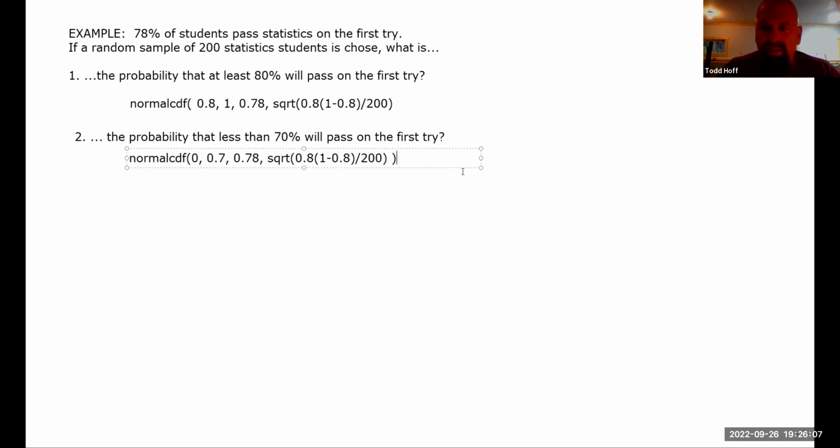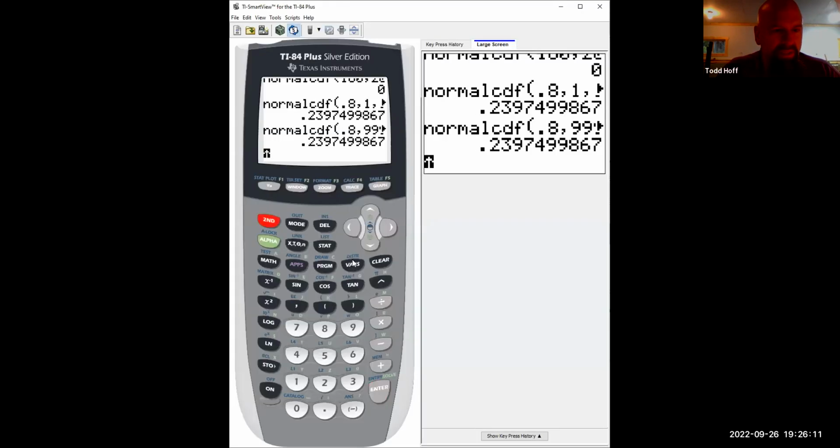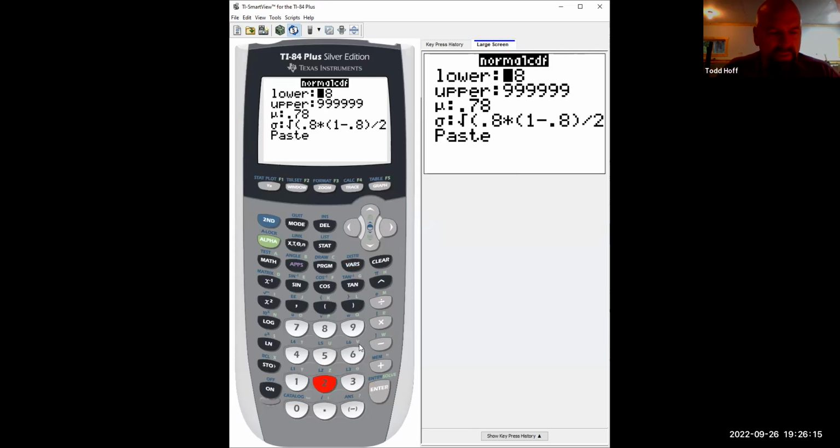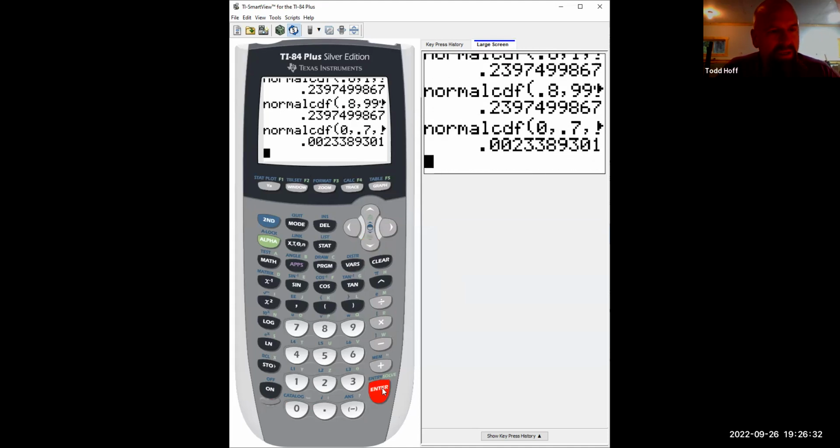So again, let's enter this in and see what comes up. So second distribution, normal CDF. Now we're going from either 0, or we could have gone from negative infinity up to 0.7 with a mean of 0.78 and our standard error again of 0.8 times 1 minus 0.8 divided by 200. We get 0.0023. So very low probability there.